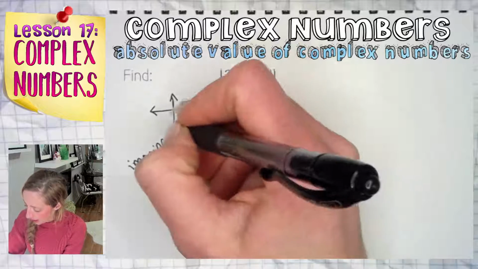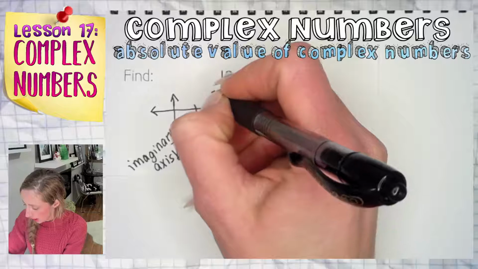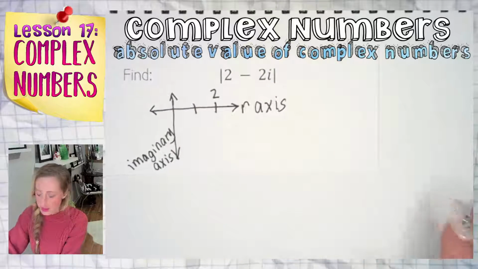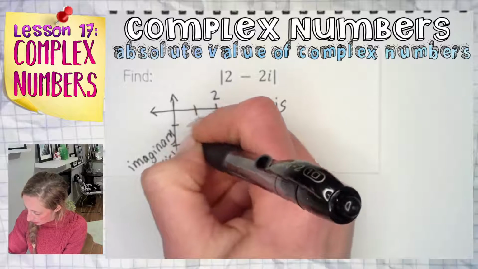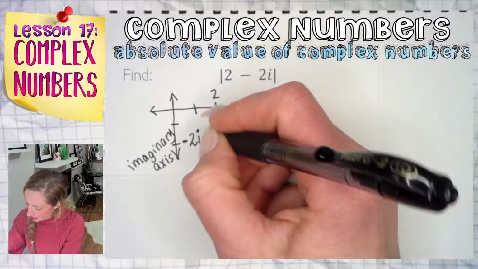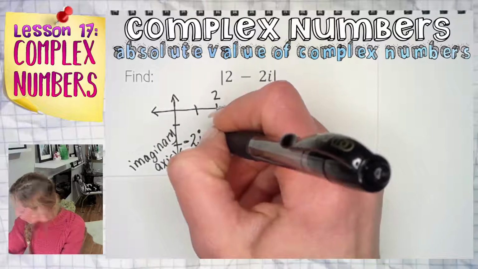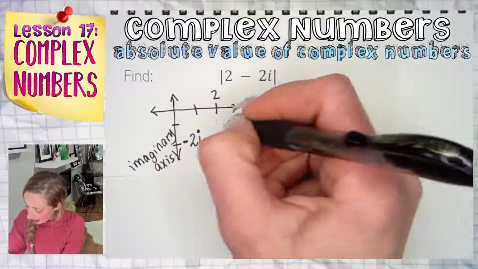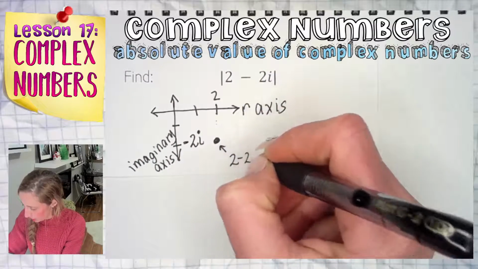So I'm going to go 2 in both directions. So 2 on the positive real axis and negative 2i in the imaginary direction right there. So that puts me at this point right over here. And that's the point, 2 minus 2i.